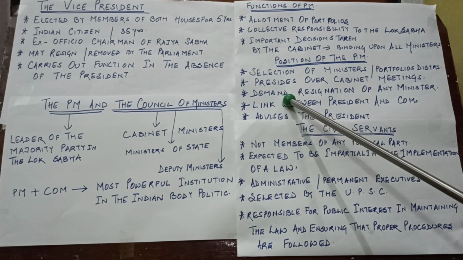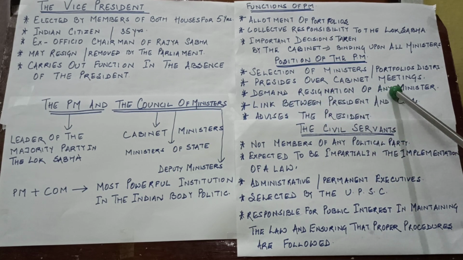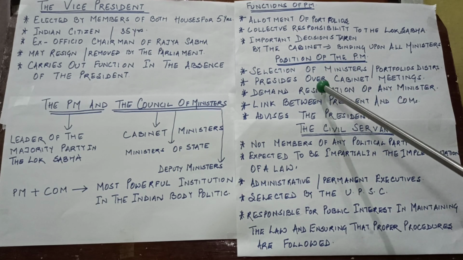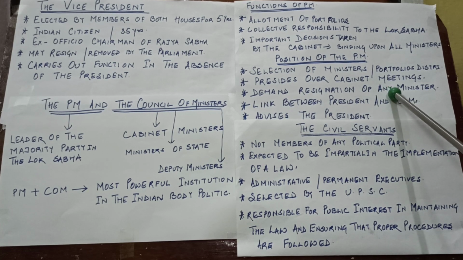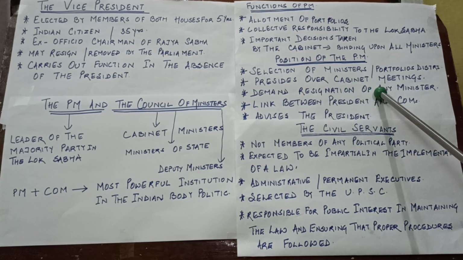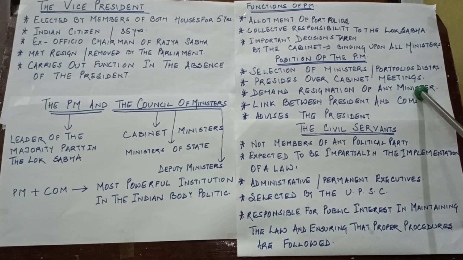The third being, the Prime Minister can also demand the resignation of any minister. This means that if the Prime Minister is not satisfied with the working of any of his ministers, he has the full freedom to demand resignation from that particular minister. And the minister has to resign once the Prime Minister asks him or her to resign.